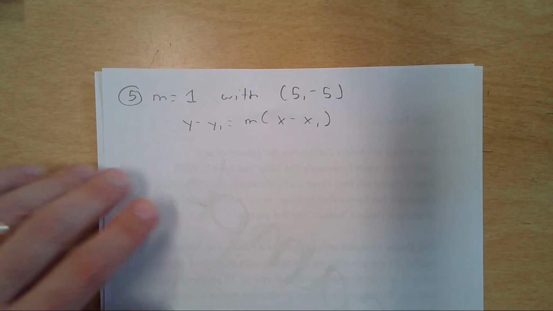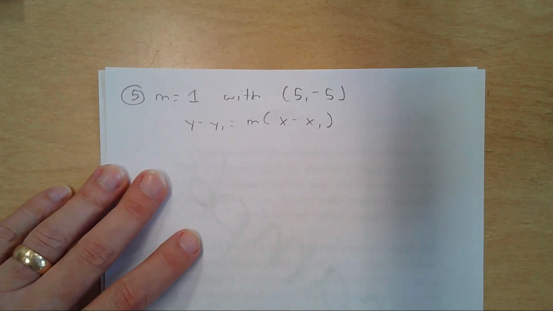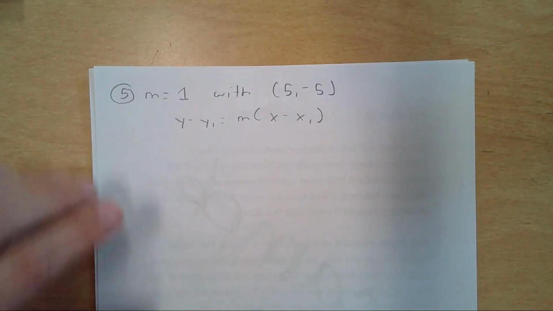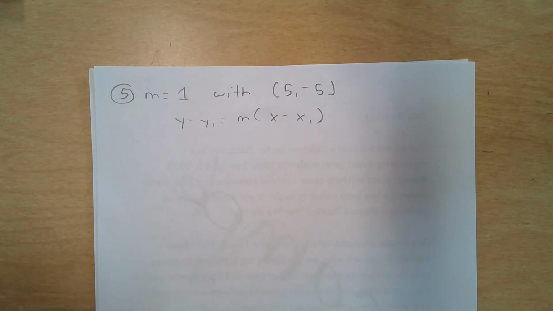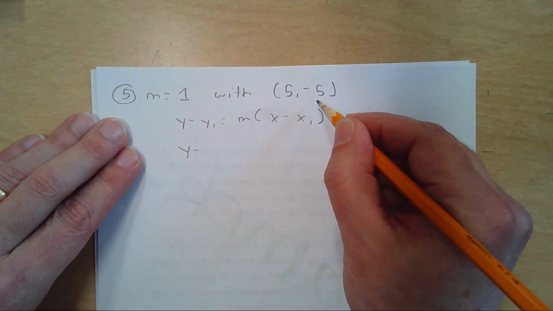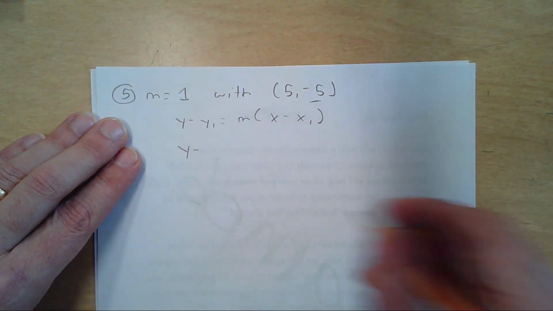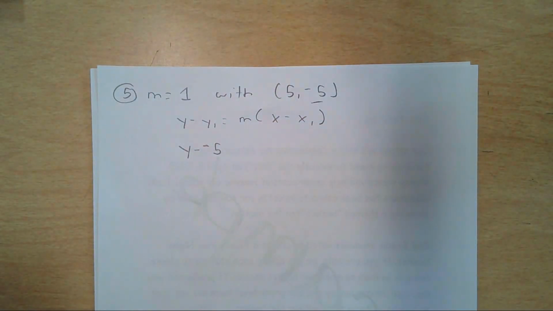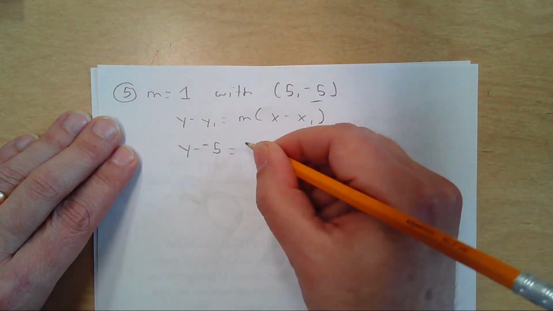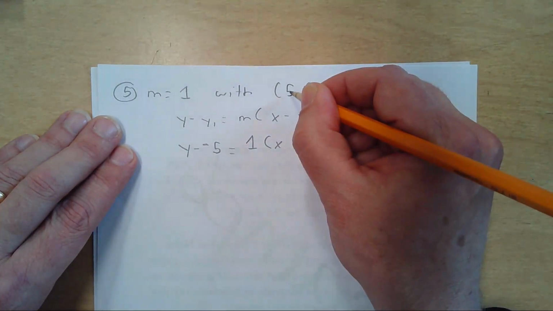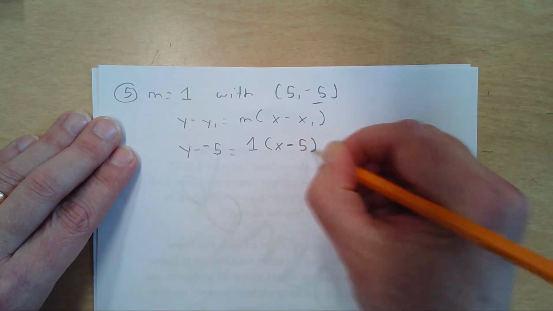I'll take a crack at it. I'm going to let you guys try number 7 here, but if you're working ahead or something, that's fine. So next step, plug in all 3 values. Y minus my y-coordinate, that's over here, which is a negative 5. So again, we got a double negative situation brewing here. We're subtracting a negative 5 equals my slope, which is 1, times x minus my x-coordinate, which is 5.